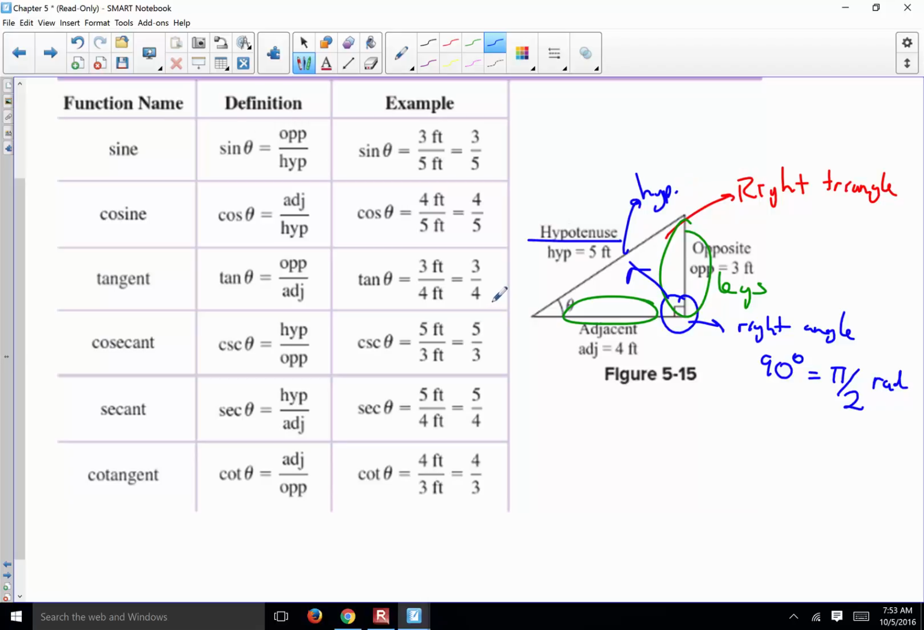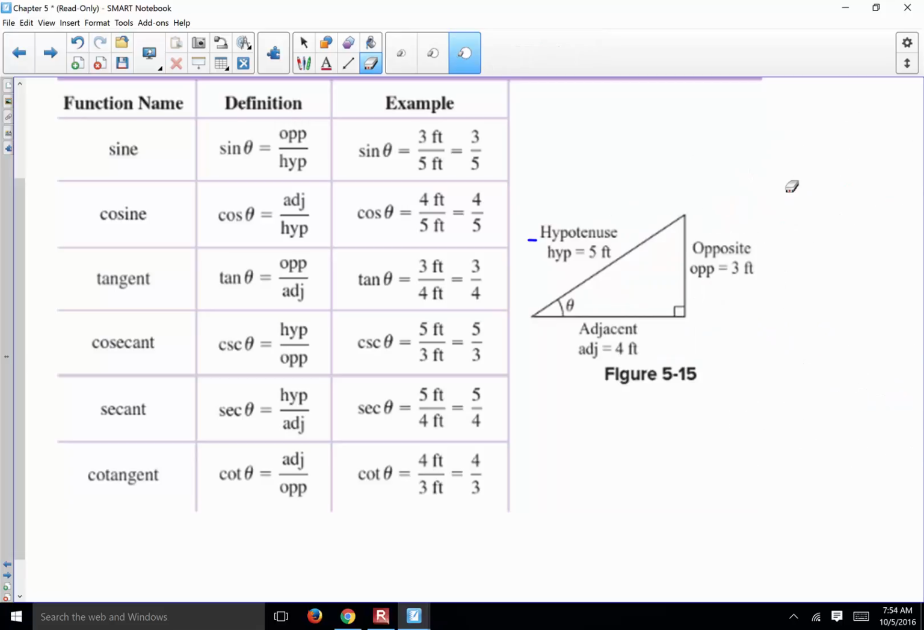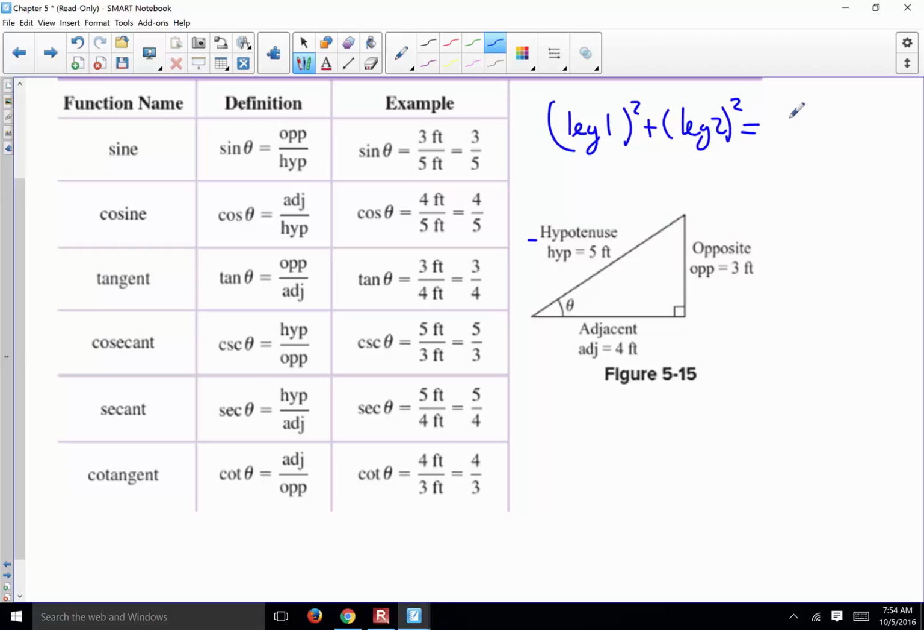Okay? And what is the most famous theorem you know about right angle triangles? There is a very famous theorem. Anyone knows? Pythagorean theorem. It's leg 1 squared plus leg 2 squared equals hypotenuse squared.